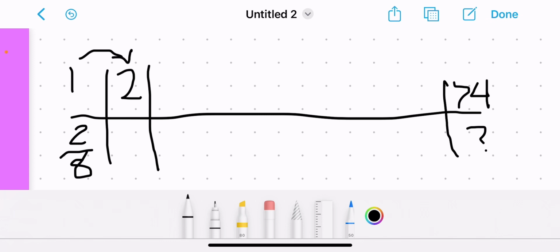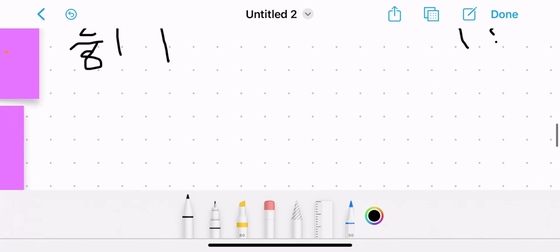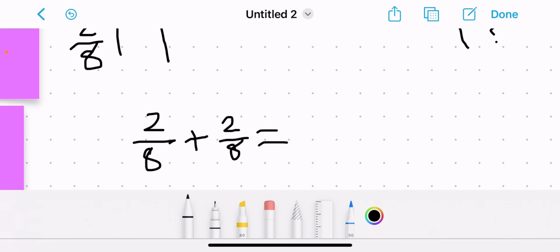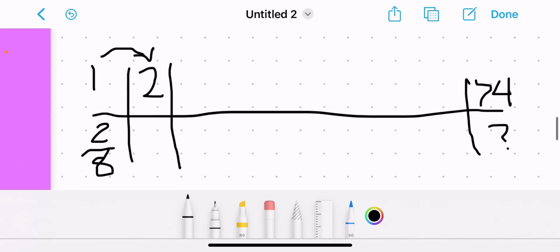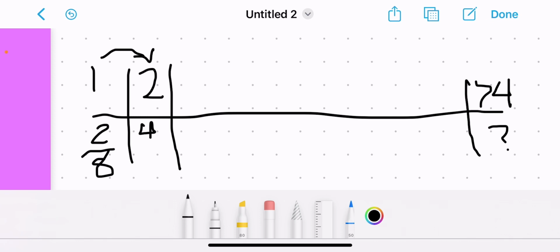because 2/8 plus 2/8 equals 4/8. I know this because when I'm adding fractions, I do not add the denominator. The denominator stays the same. I'm only adding the numerators. So I can use that thinking when I'm using multiplication. So now I have 4/8.